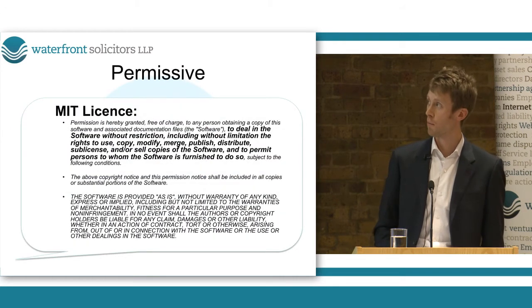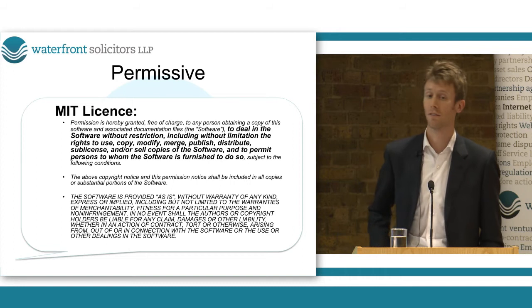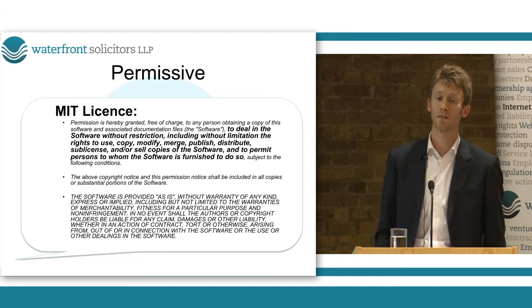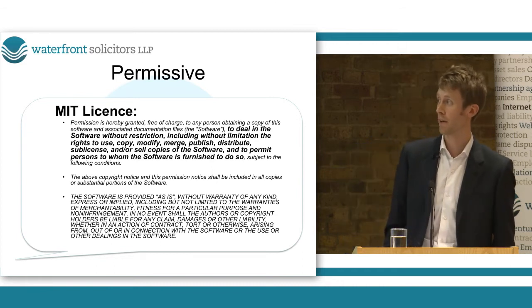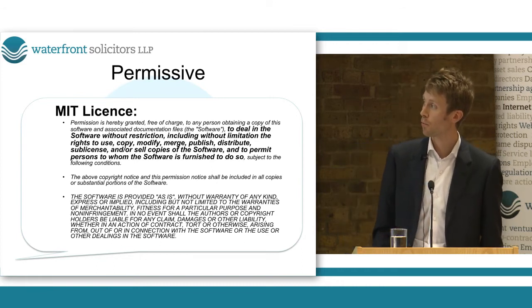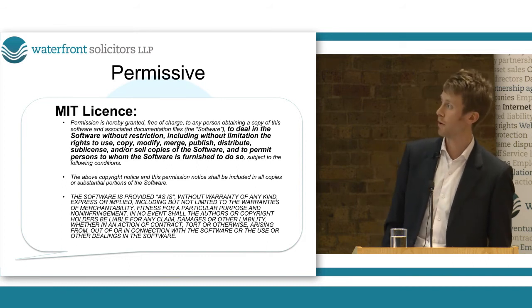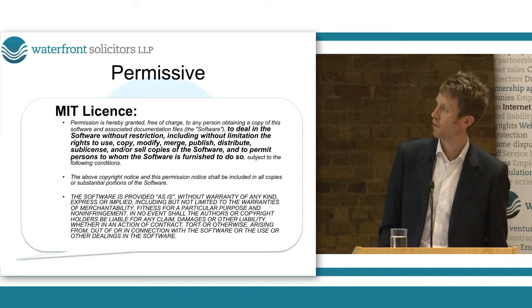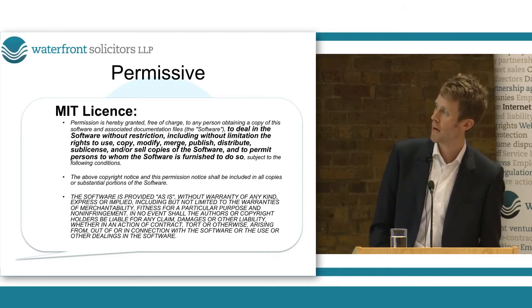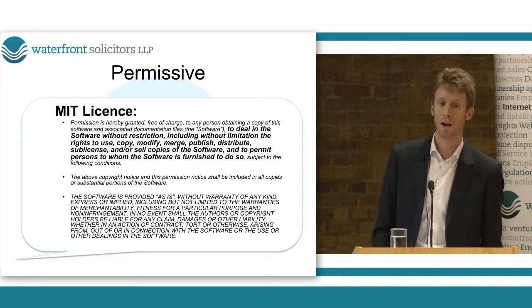So let's go into permissive open source software licenses. So as I said, permissive are the ones with the least amount of restrictions, and the most popular one is the MIT license, which is actually reproduced in full here. I'm not going to read it out, don't worry. The most operative wording I wanted you to focus on was the one in bold in the biggest writing in the first paragraph. And I'm just going to read that out: it gives you the permission to deal in the software without restriction, including without limitation.